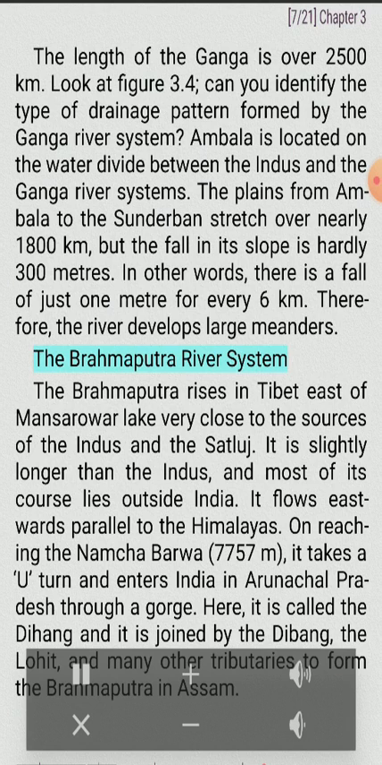The Brahmaputra river system. The Brahmaputra rises in Tibet, east of Mansarovar Lake, very close to the sources of the Indus and the Satluj. It is slightly longer than the Indus, and most of its course lies outside India. It flows eastwards parallel to the Himalayas. On reaching Namcha Barwa, 7,757 meters, it takes a U-turn and enters India in Arunachal Pradesh through a gorge. Here, it is called the Dihang and it is joined by the Dibang, the Lohit, and many other tributaries to form the Brahmaputra in Assam.